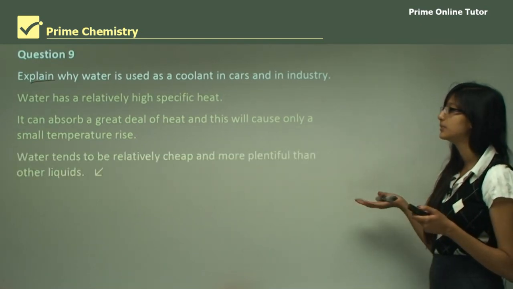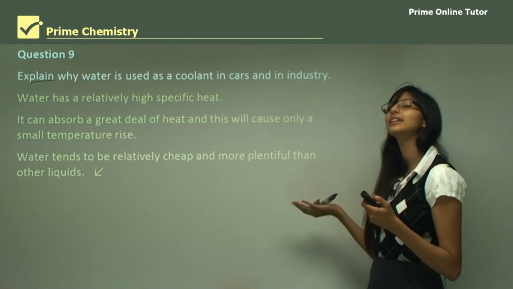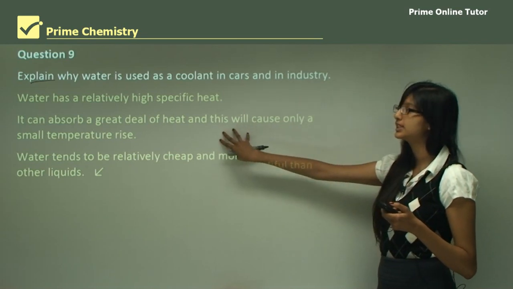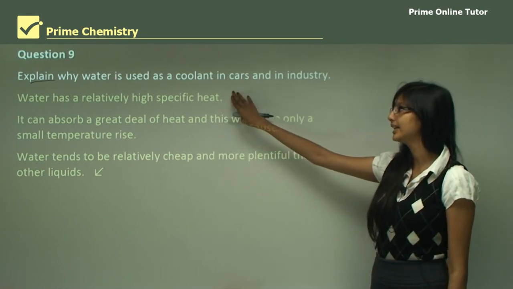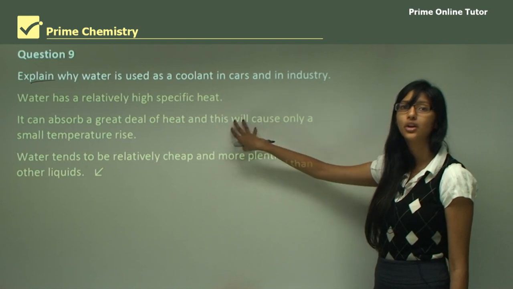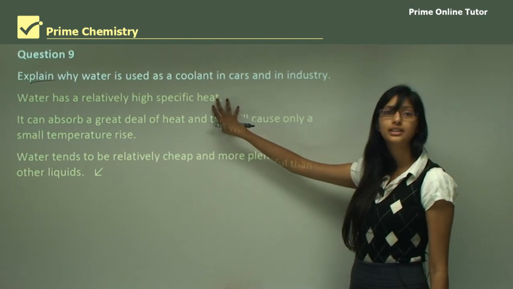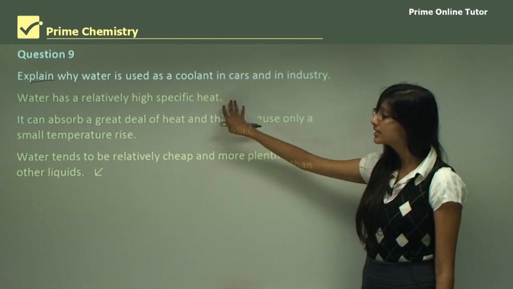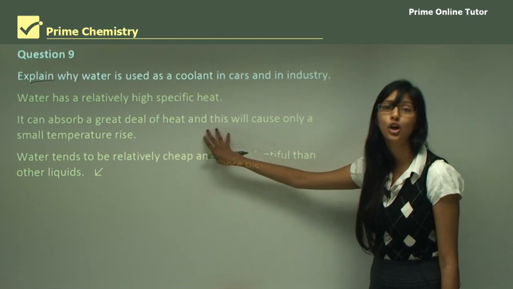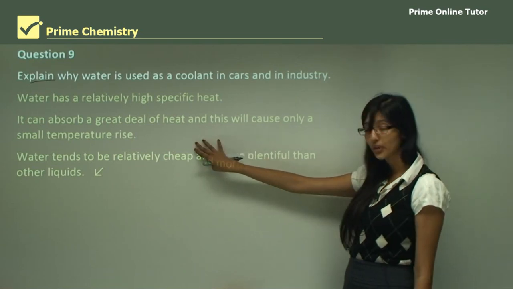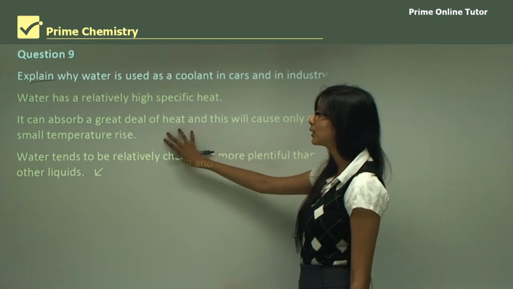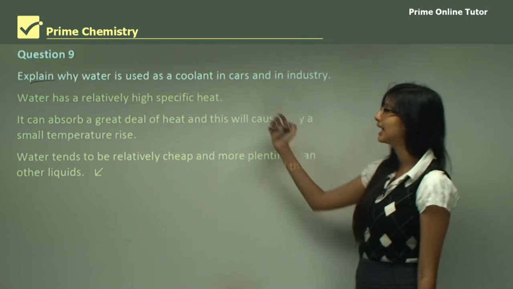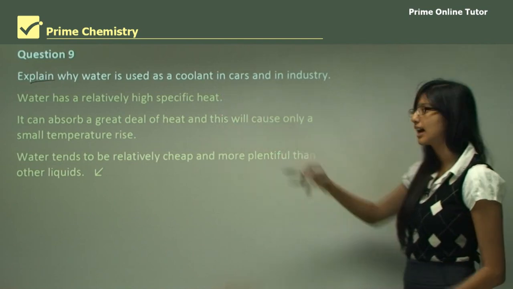And water tends to be relatively cheap and more plentiful than other liquids. So that is another reason why we can use it as a coolant. But the main reason is because it has a high heat capacity. So even if you can't remember everything else, make sure you remember this and relate it to its chemical property, which is high heat capacity. Because it has a high heat capacity, it requires a lot more heat to change its temperature. It also means that it can absorb a lot more heat, so it can stay cool for a long period of time, and that's why it's used as a coolant in cars.